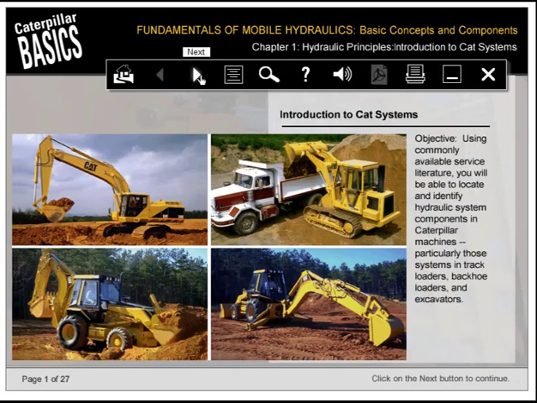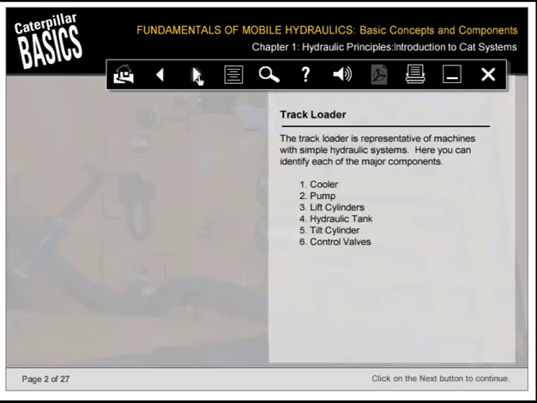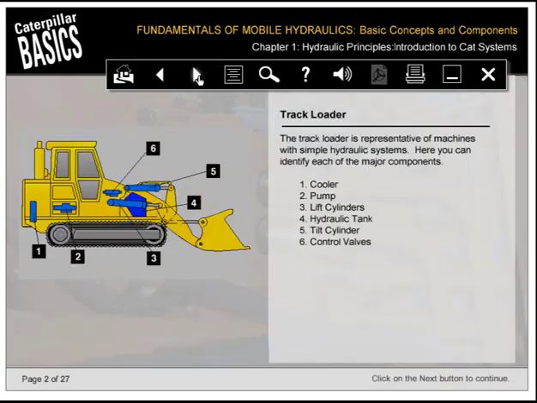Objective. Using commonly available service literature, you'll be able to locate and identify hydraulic system components in Caterpillar machines, particularly those systems in track loaders, backhoe loaders, and excavators. The track loader is representative of machines with simple hydraulic systems. Here you can identify each of the major components. 1 is the cooler, 2 the pump, 3 the lift cylinders, 4 the hydraulic tank, 5 the tilt cylinder, and 6 the control valves.